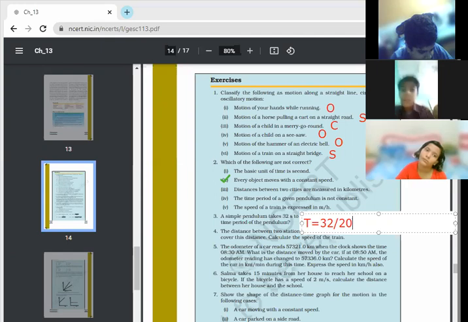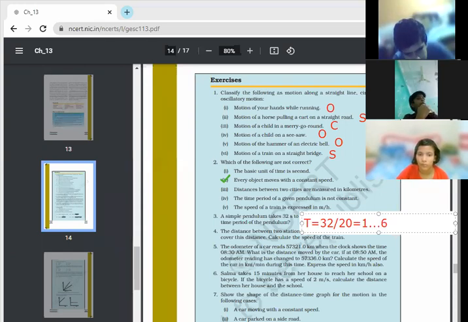So children, first of all, whenever you are doing any question, you need to write down the formula first. So your answer will be 1.6 seconds. Okay, so you may write it in this way.